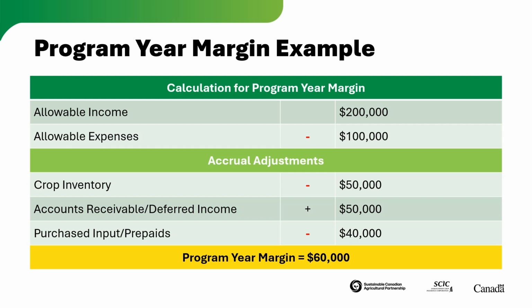So this is an example of a program year margin calculation. This producer has allowable income of $200,000 with the allowable expenses at $100,000. There was a few accrual adjustments. The crop inventory valuation decreased by $50,000 throughout the program year, and the accounts receivable deferred income increased by $50,000. The purchased inputs, prepaids, decreased by $40,000. So the program year margin came in at $60,000. The allowable income of 200 minus 100 for the expenses plus these accrual adjustments to come up to the $60,000.